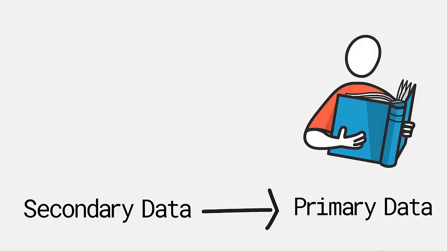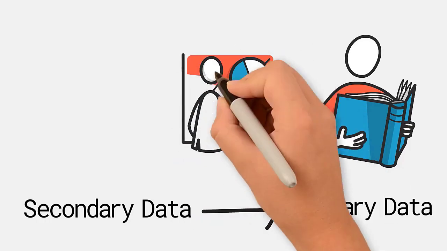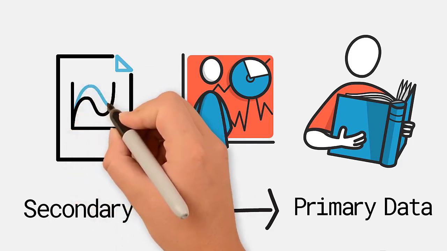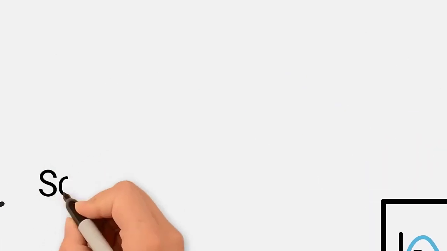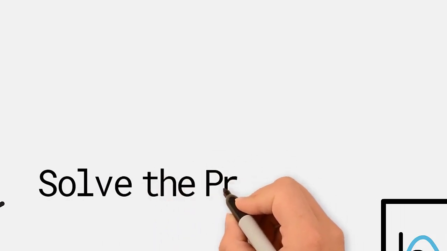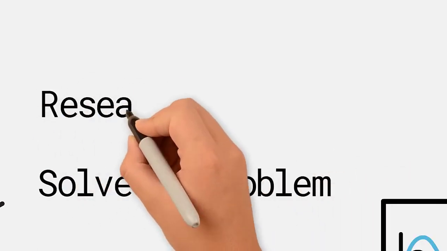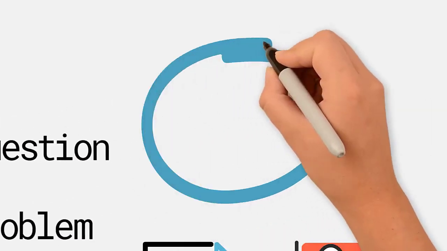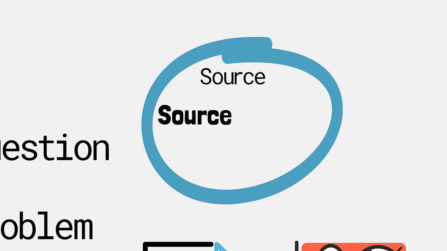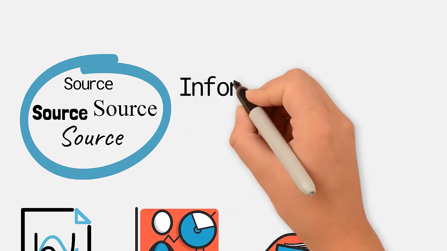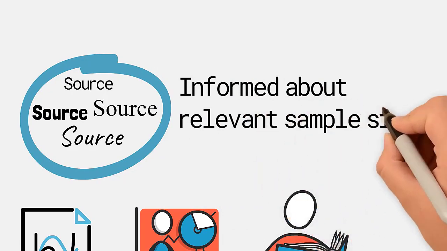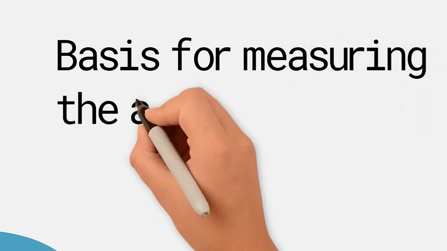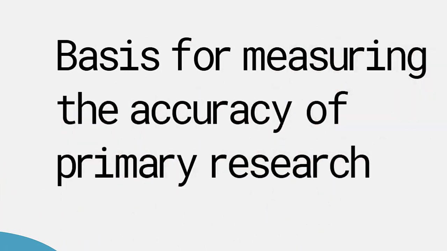Reviewing related literature and data will help you as a market researcher to set the context and parameters for your own primary research. The data, for example, can provide sufficient information to solve the problem or research question at hand, thus negating the need for further study. It can also provide more sources for your hypothesis that will be explored in primary research. This will also help you be informed about relevant sample sizes and the audience. Lastly, it can also be your basis for measuring the accuracy of your primary research.